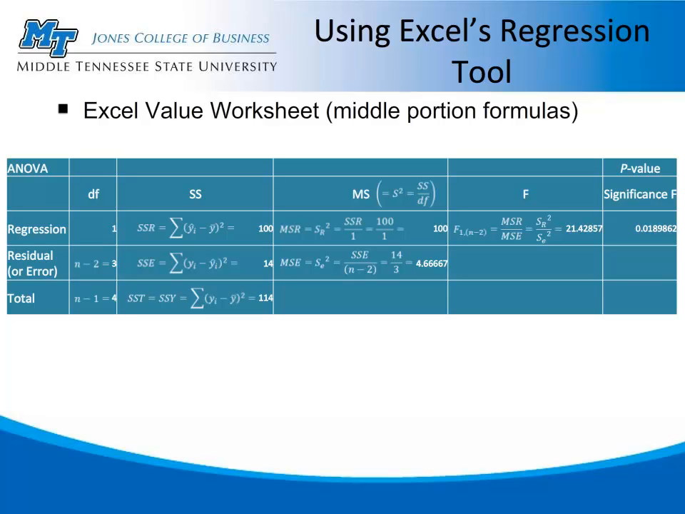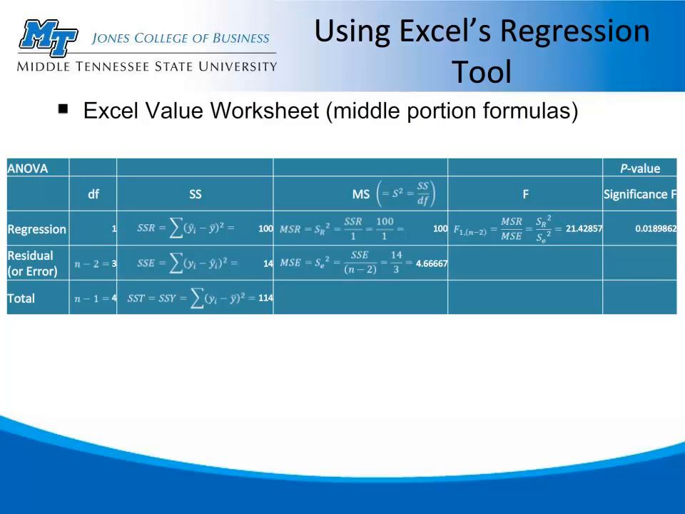The formula for the degrees of freedom for regression is just 1 because there's only one independent variable. If we were doing multiple regression, the number in there would represent the number of independent variables used in the regression. But in simple linear regression, it's always going to be 1. The degrees of freedom for the residual, or the error, is n minus 2. And the total is just the variation in y, and since that's one variable, you're going to have n minus 1 degrees of freedom.